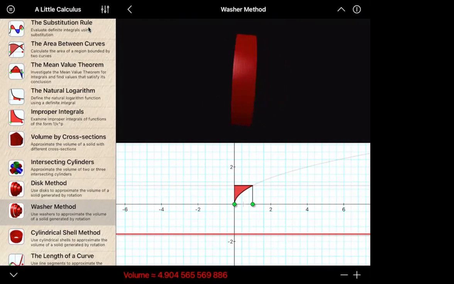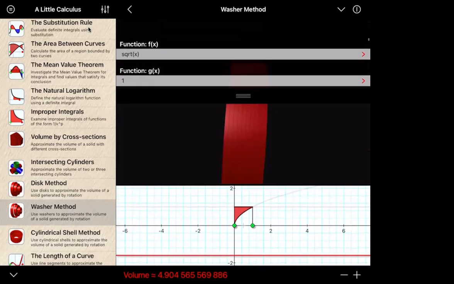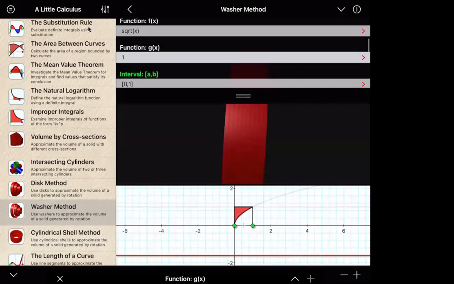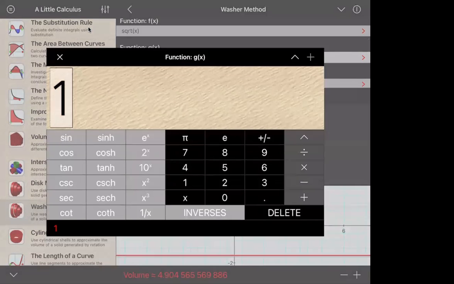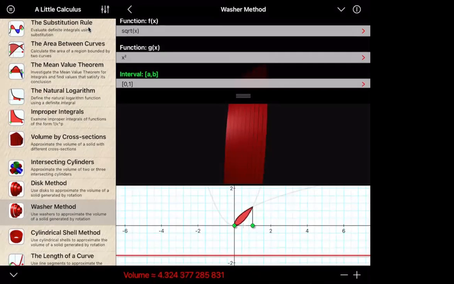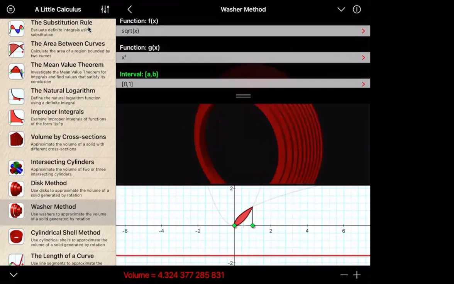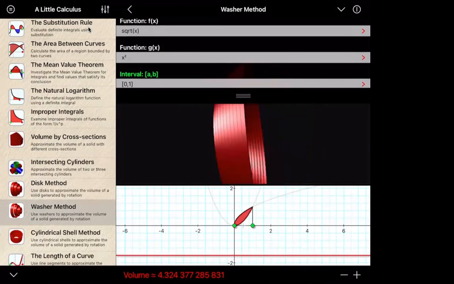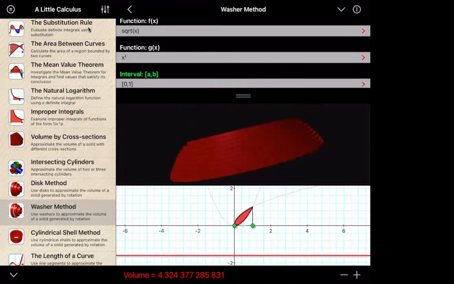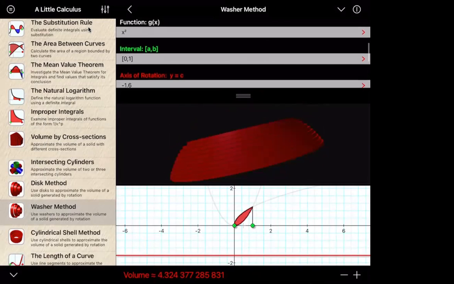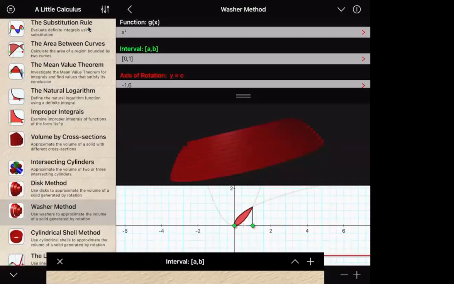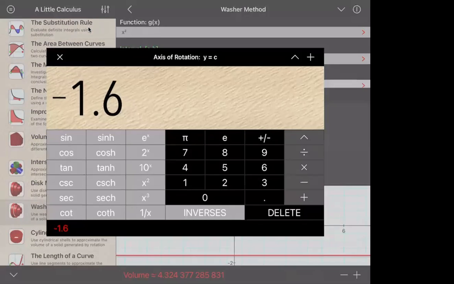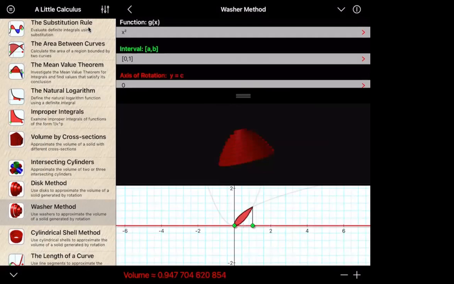So let's change it a bit. Right, so let's make this function x squared and see what happens. Okay, so we have this figure going around and it should have changed a bit. Well, it's not changing very much. Here, let's move this up. Let's move the axis of rotation up to 0. Let's see what happens here.